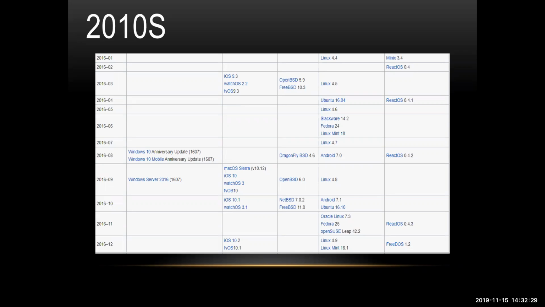Fedora 25, OpenSUSE Leap 42.2, and React OS 0.4.3. Then December of 2016, we had iOS 10.2, tvOS 10.1, Linux 4.9, Linux Mint 18.1, and FreeDOS 1.2.